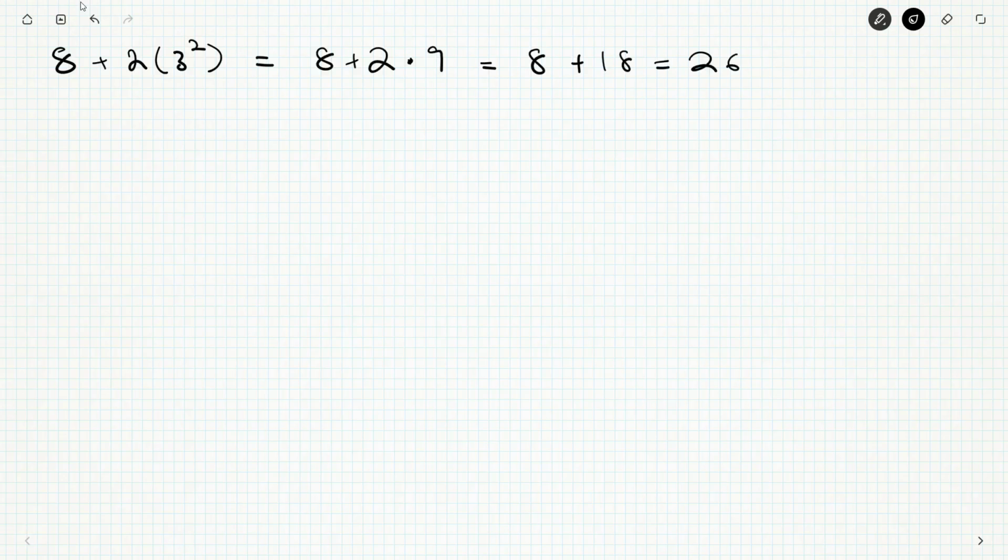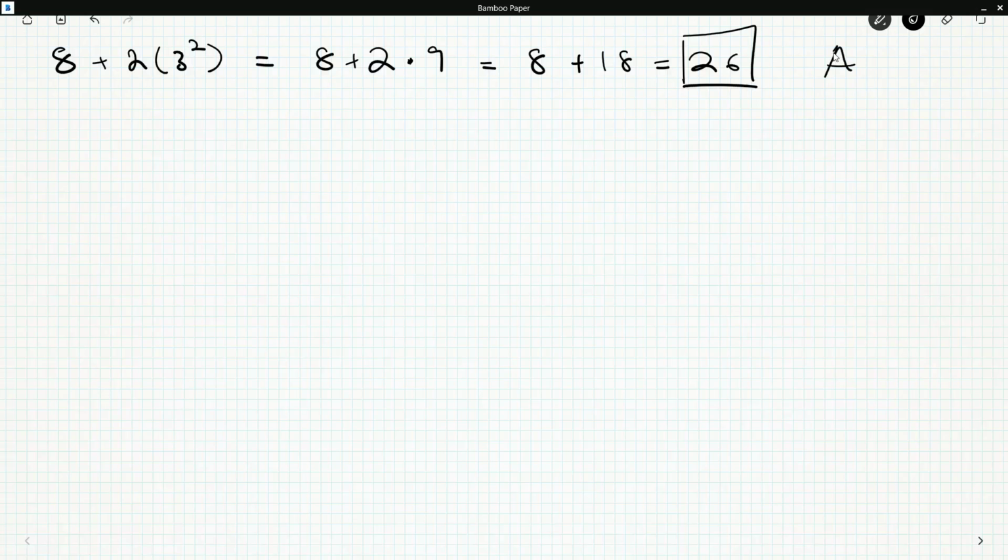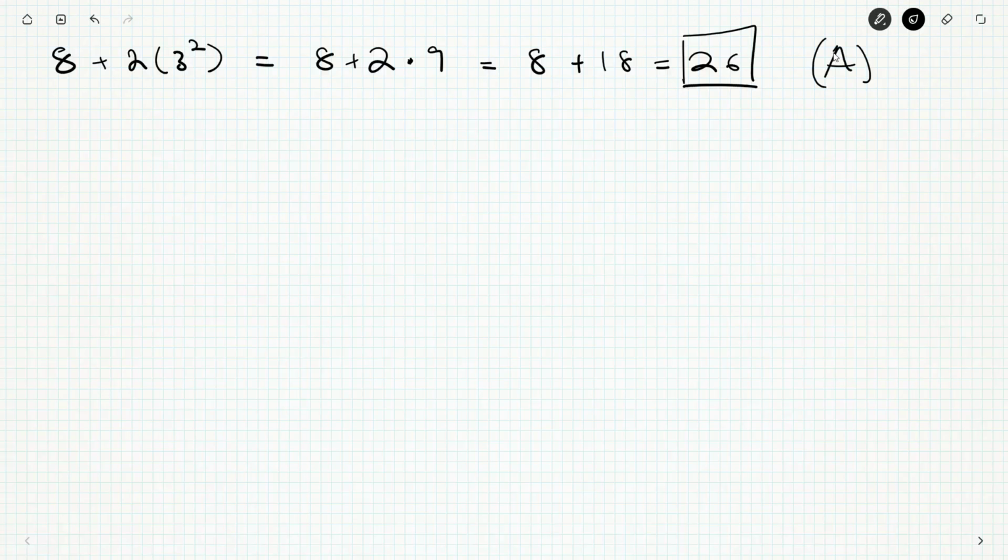Started to say that together. 8 plus 18 is 26. I think I said 28 there. My apologies. But 26 is our answer, and we did it step by step, so we really know we did everything correct. 26, is that one of the answers? You bet it is. It's A. So the first question in Part A, the answer is A. That's kind of nice. And we're off to a great start. I will see you guys in the next video for question number 2.